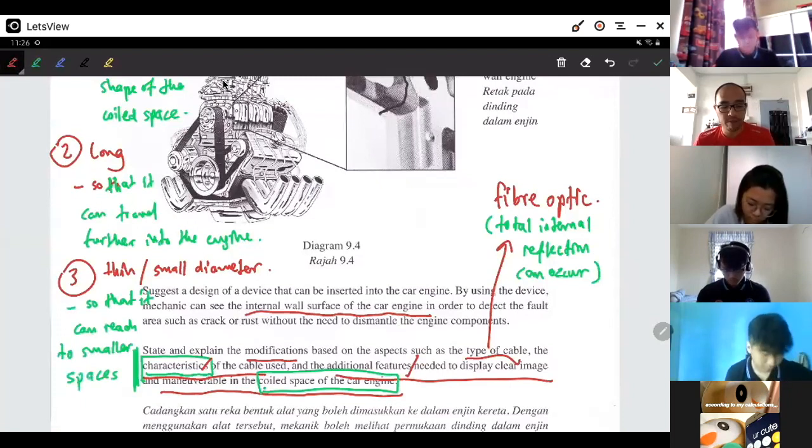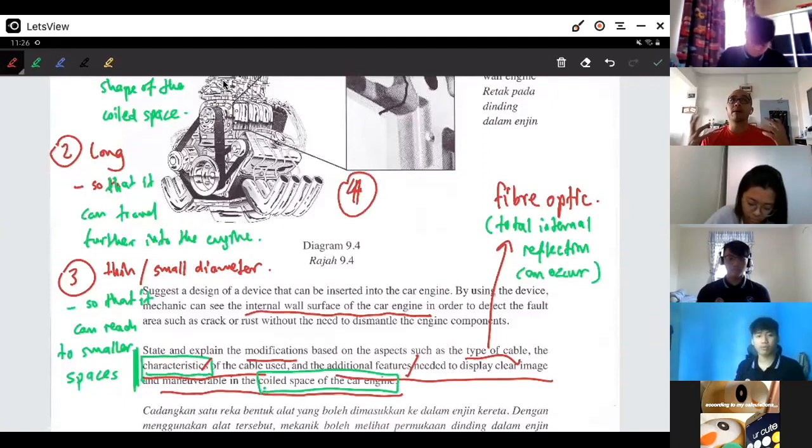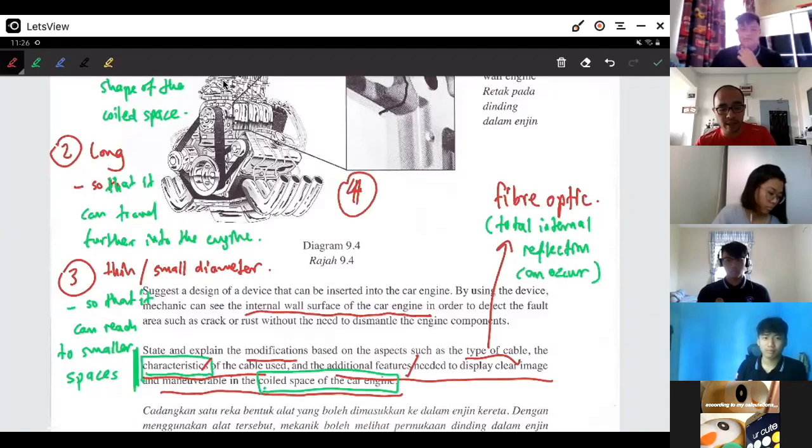Now I regret not putting a jadual sedia. Okay, one last one. Additional features lah. We have talked about characteristic. We haven't talked about additional features. What should there be? Apa yang kita harus tambah pada fiber optic cable kita so that we can see better? This one usually is a pretty standard answer actually. Even in the black book should have. Cuma dia bukan pasal engine lah, dia pasal badan manusia.